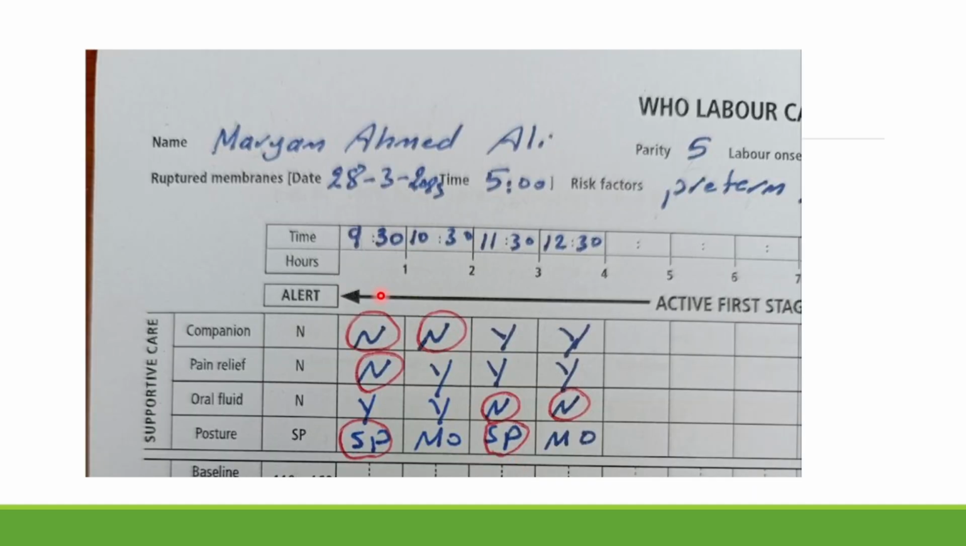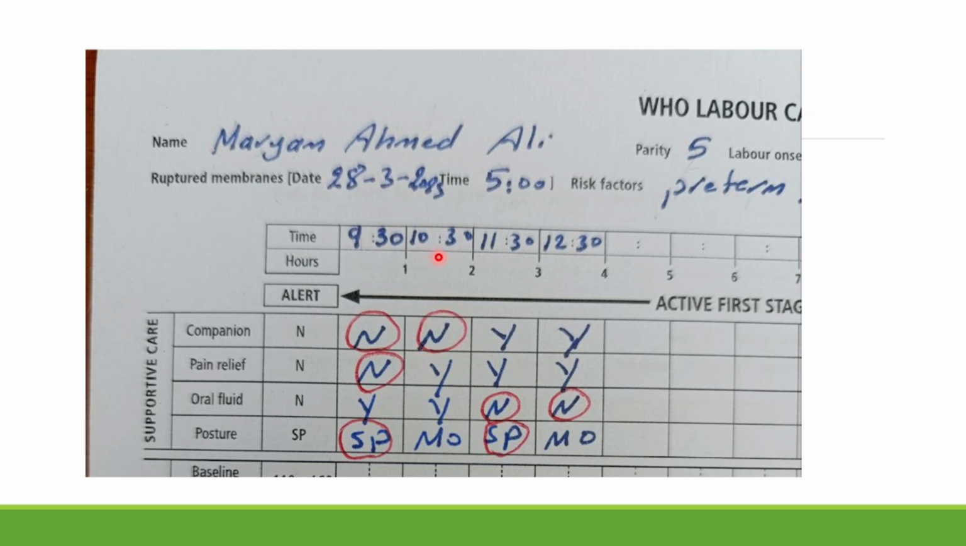Another example, let's go to Mariam. Here, at the time of admission, 9:30, there was no companion, so encircle with red. Not taking any medication for pain relief, we encircle with red. The oral fluid, yes, okay. Supine, so encircle with red and advise her to change the position. Here, again, no companion, so still we are encircling.